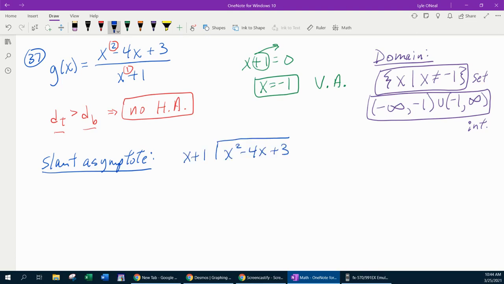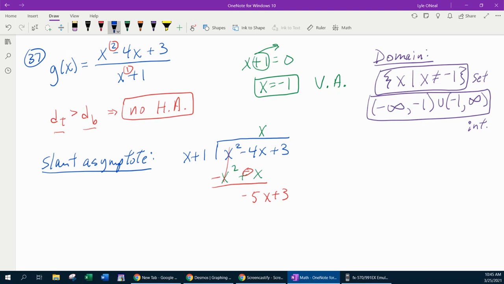So setting up our long division, the first thing we need to know is, what would we multiply x by to make x squared? Well, that would be x. And then that x is going to distribute to the divisor. X times x gives me x squared. X times 1 is x. And then we need to draw the line, change the signs, and then combine.